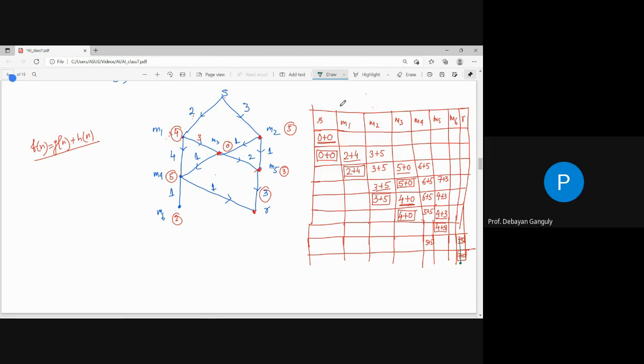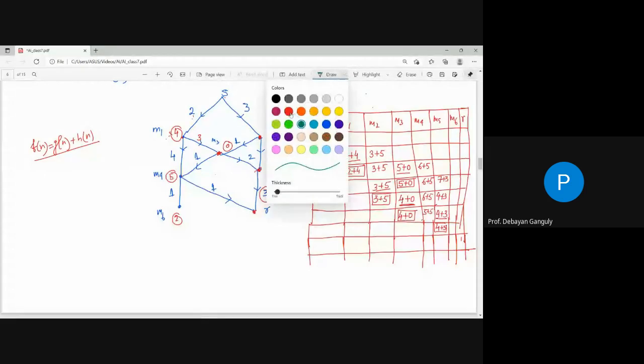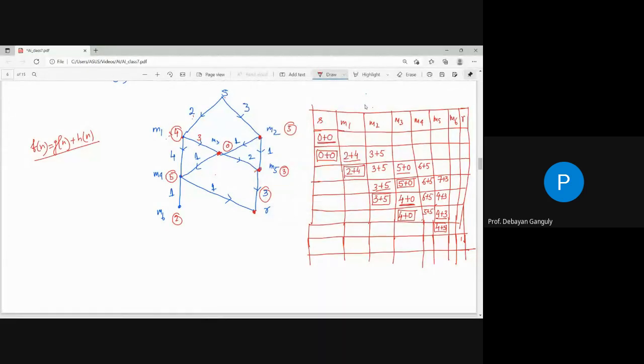The thing is that I missed one line, I think, because the 4 plus 3 has been selected. That is M5, so I have to write this, just a minute. I just write it in the upward level. This is the 5 plus 5 and this is the 7 plus 0. So in the next step, I am selecting 7 plus 0.